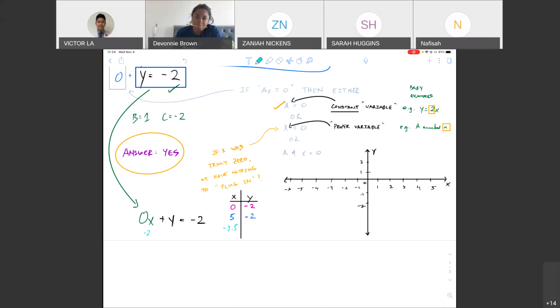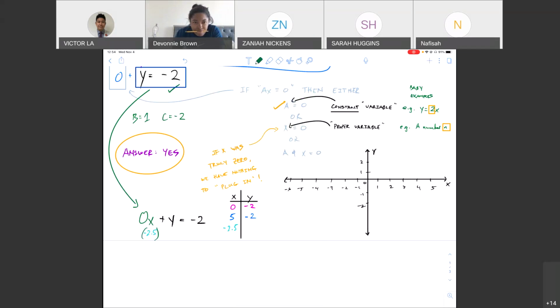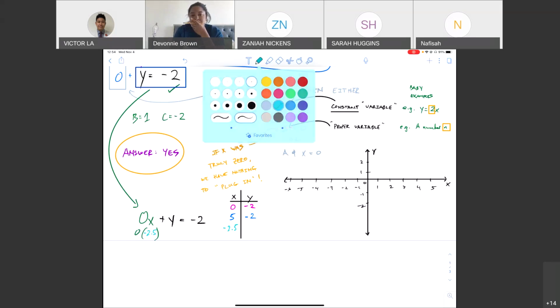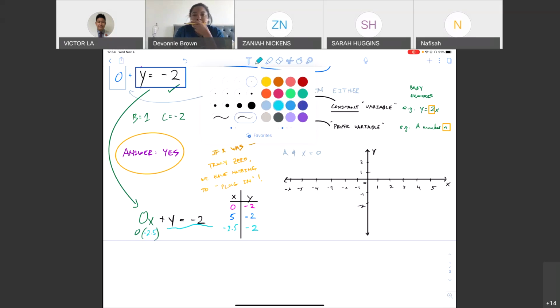Well, what's -2.5 times 0? We get 0. 0, but then that leaves us with y is still equal to what? -2. -2. So now let's plug these numbers in and see what's going on.